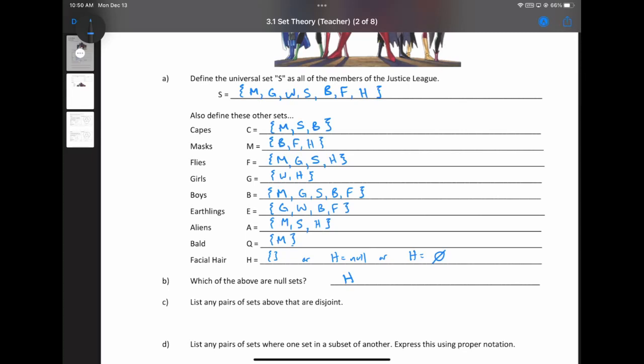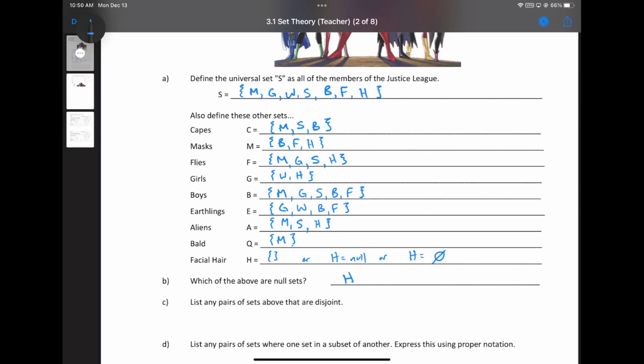Okay, so disjoints. Let's just start at the top. Capes and masks. Capes and masks both have a B in them. They both have Batman, so those are not disjoint. Capes and flying both have Martian Manhunter. They're not disjoint. Capes and girls. Capes and girls are disjoint. Capes has Martian Manhunter, Superman, Batman. Girls has Wonder Woman and Hawkgirl.